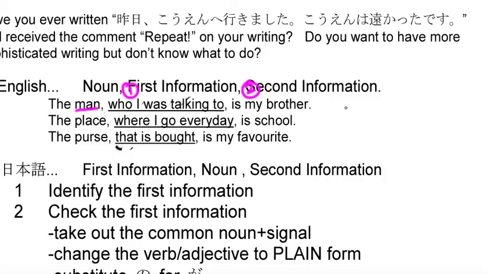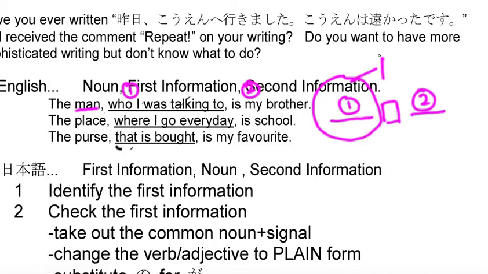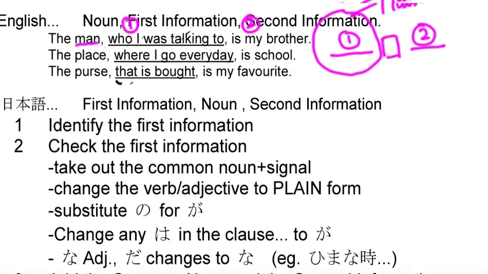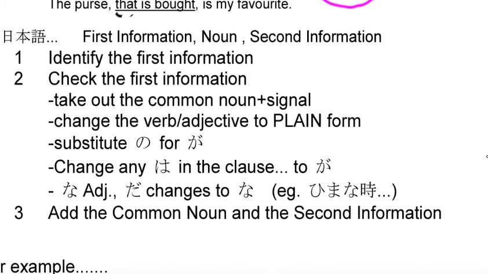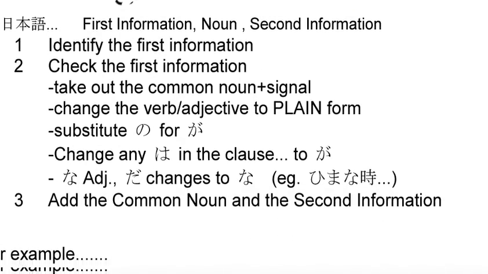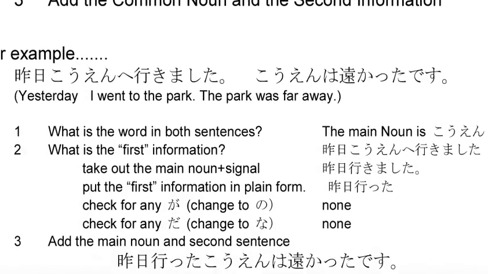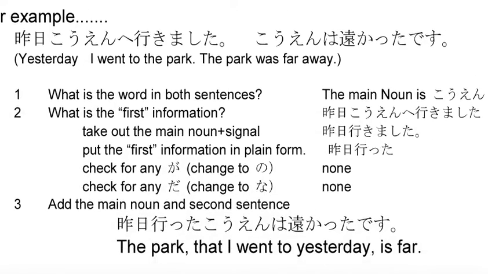In Japanese, we like to put the thing that we are talking about in the middle. The first piece, or what we call the secondary piece of information, comes first, and then the other piece of information comes after. And the only thing to remember about this part is that it has to be in plain form. So let's have a quick look. I'm going to skip this part and go right down to this example because it makes way more sense to me.